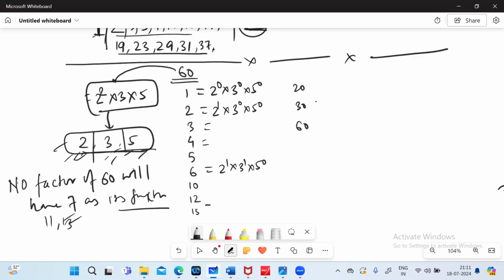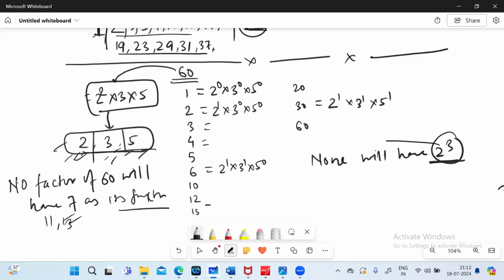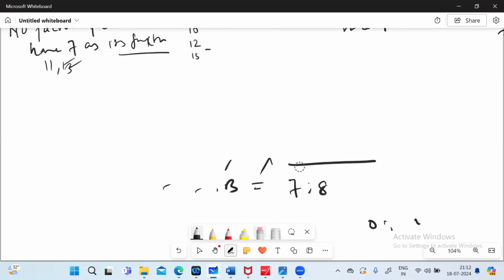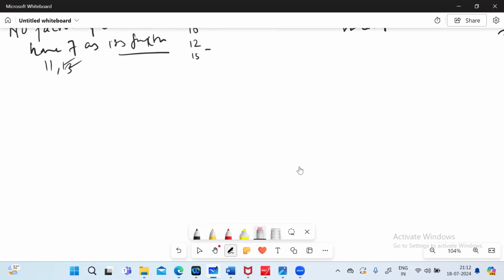Similarly, you can write 30 as 2 to the power 1, 3 to the power 1, and 5 to the power 1. So what you can see here is that all the factors can be written with the help of these 3 primes and their allowed powers, because none of the factors will have 2 cube as its prime factor. The maximum power of 2 will be 2 only. So now we can easily write here that all the factors of 60 can be made by 2, 3, and 5.